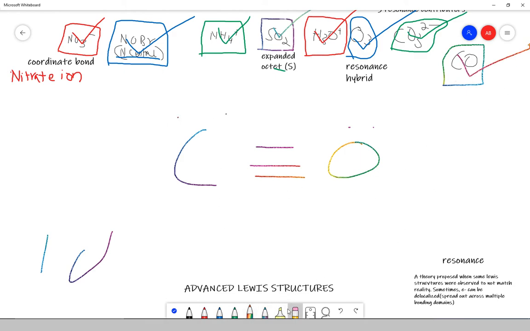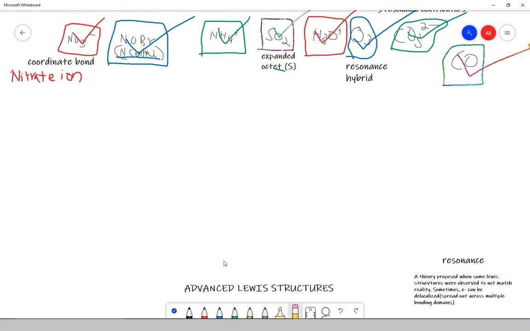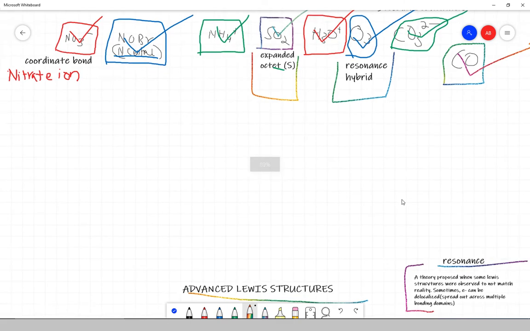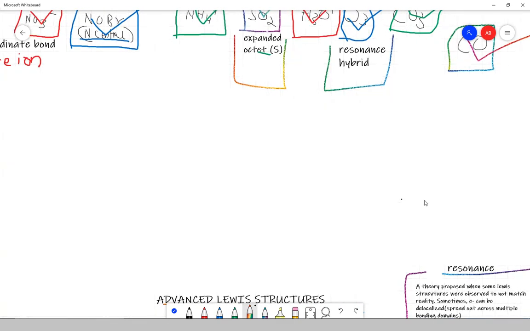And that's it for today's video, guys. Hope you liked it. Hope I helped you with advanced Lewis structures, and we also touched upon some resonance and how some structures do not match reality, as we can see in this expanded octet right here, and also in ozone, which has a resonance hybrid. We also saw how electrons can be delocalized, as said in the sentence right here.